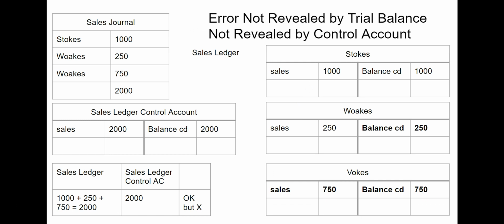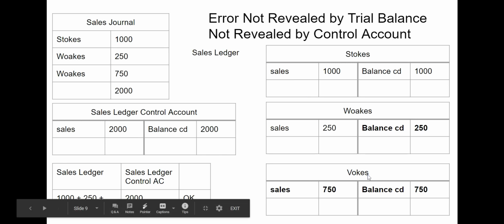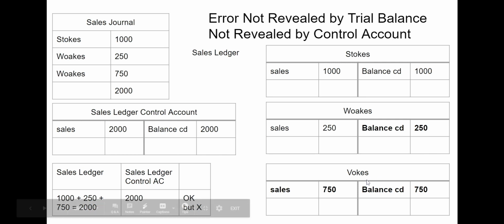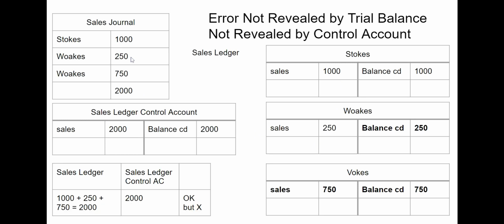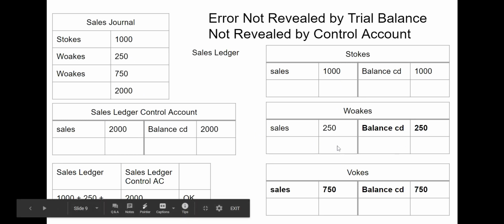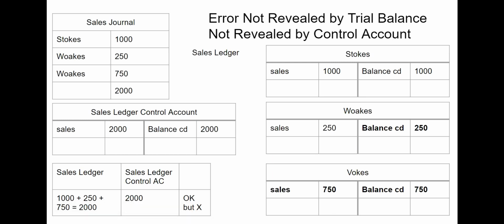Okay, but, and this is an important thing to remember and to understand, here we have an error that wouldn't be revealed by the trial balance, and it wouldn't be revealed by the control account. So in this case, there's an extra account that had already been created for a customer in the sales ledger, and the person doing the entries has correctly debited Stokes. With the first sale to Wokes, they've correctly debited them, but with the third sale to Wokes again, they've actually gone and debited a customer called Vokes.